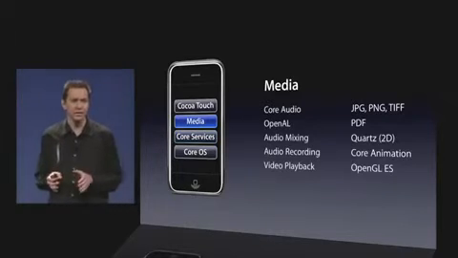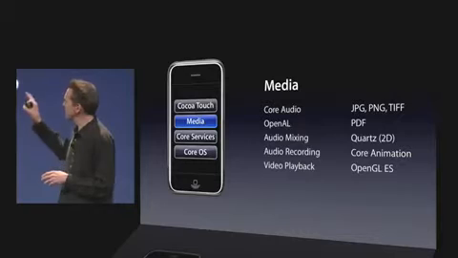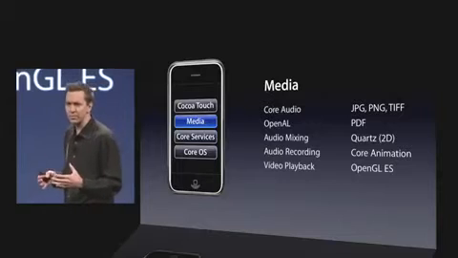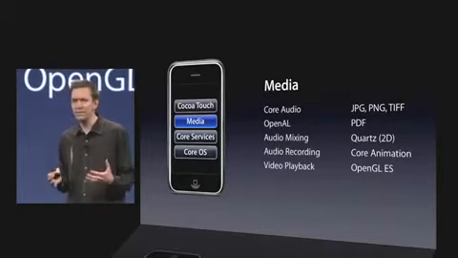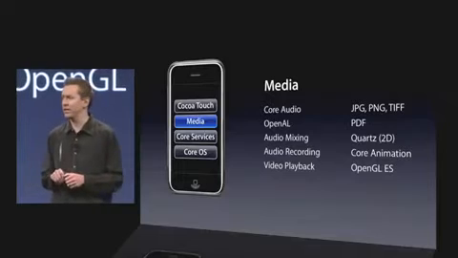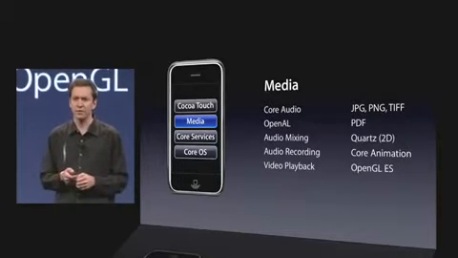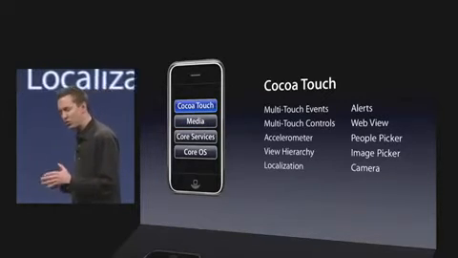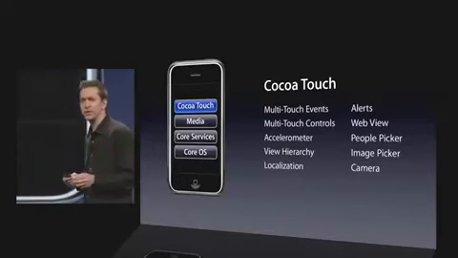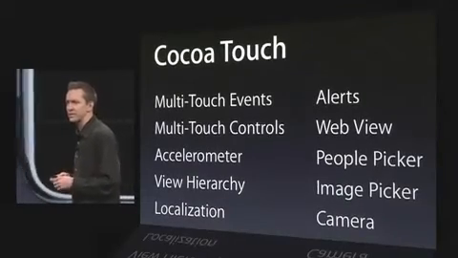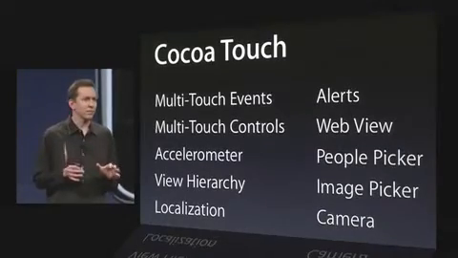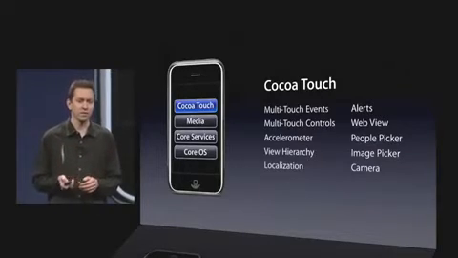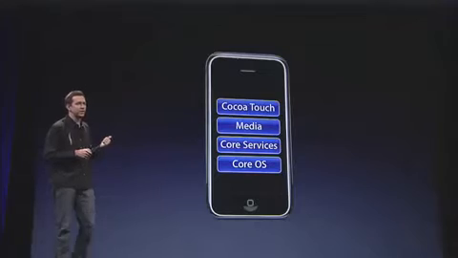We've got a rich media layer. We have everything from three-dimensional positional audio with OpenAL, all the way up to a hardware-accelerated, screaming fast implementation of OpenGL ES for real-time 3D graphics. And we top it all off with Cocoa Touch. Cocoa Touch is our user interface, object-oriented framework. And this makes building an application for our full-screen touch interface an absolute breeze. So we have a great set of APIs.